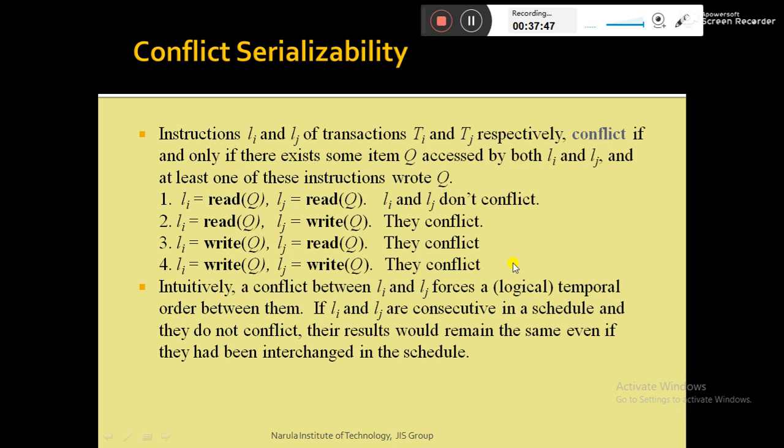Now what we have to do: if a concurrent schedule is given, our objective is to swap the non-conflicting instructions of two transactions. We have to swap non-conflicting instructions of the transactions so that we can convert the concurrent schedule to the corresponding serial schedule. Again, I am repeating, our objective is to swap the non-conflicting instructions so that we can come up with a corresponding serial schedule. Let's check with an example.